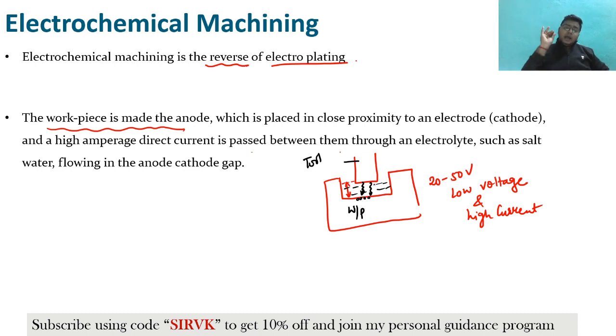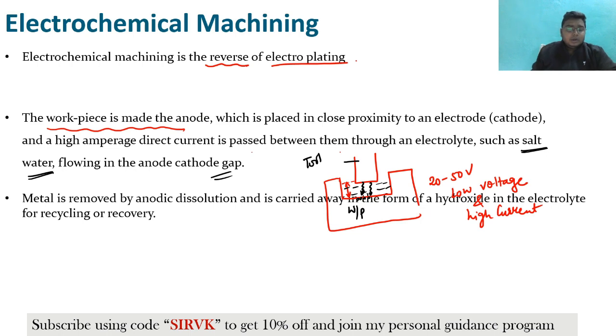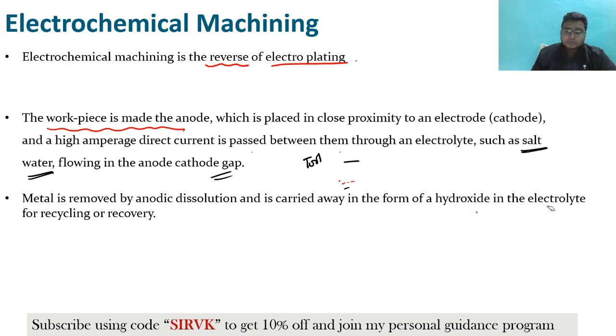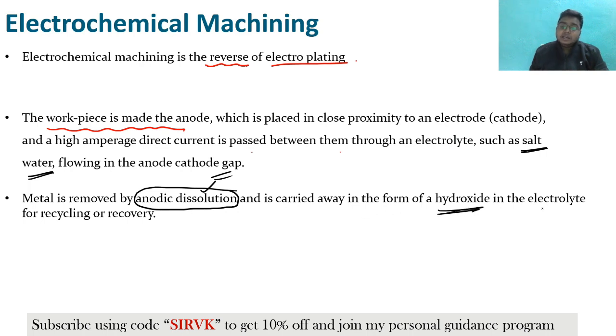Now, the electrolyte we use here, I have told you, is basically salt water. Now see here, the metal is removed by anodic dissolution. What is the meaning of anodic dissolution? We have understood that at the anode, the material is removed by anodic dissolution and is carried away in the form of hydroxide in the electrolyte.